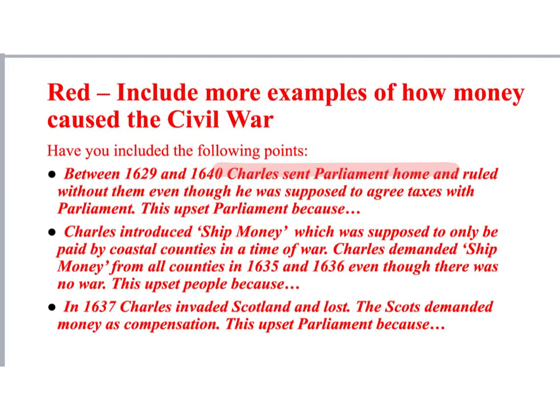An example of this perhaps is ship money. It's like a concrete example. It was supposed to be only paid by coastal counties and only in times of war. However, in 1635 and 36, Charles demanded ship money from all counties, even the ones that weren't near the coast, and there was no war going on. So this upset people because it was blatantly unfair.